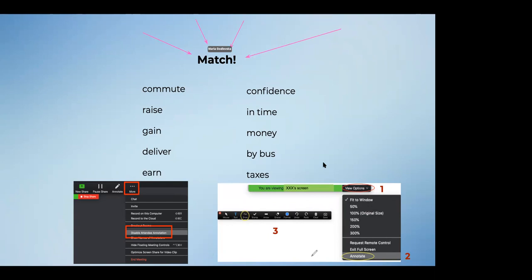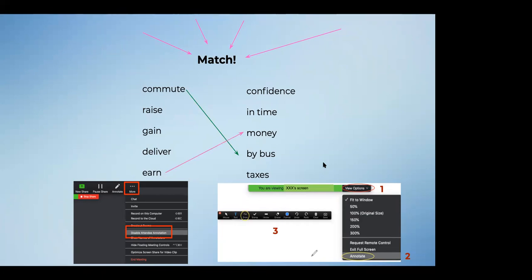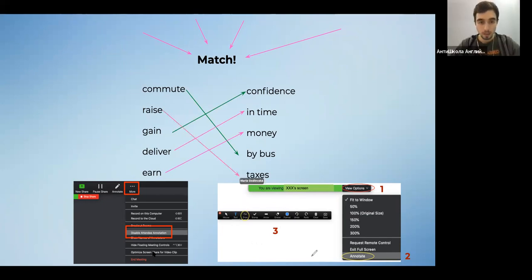So now all I want you to do is to match words on the left to words on the right. Probably the class, all of you can help us to do it. So commute with, by bus or in time or money, gain confidence or gain taxes. What is it? Commute by bus, perfect. Commute by bus. Oh, Tanya joined us. Awesome. Earn money. Earn money. Deliver in time, probably. Raise taxes. Raise taxes, yeah, is it it?